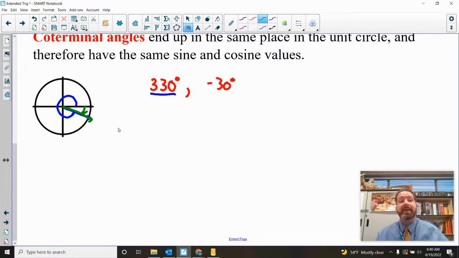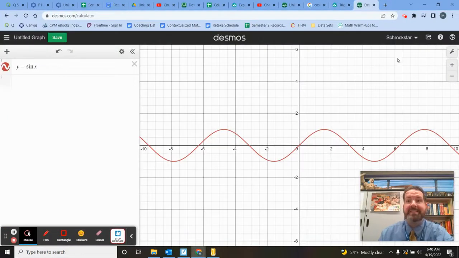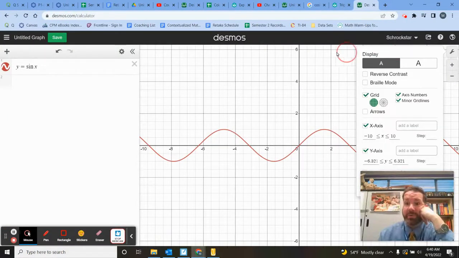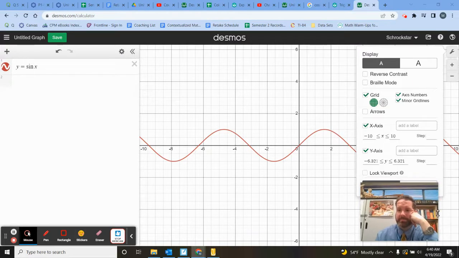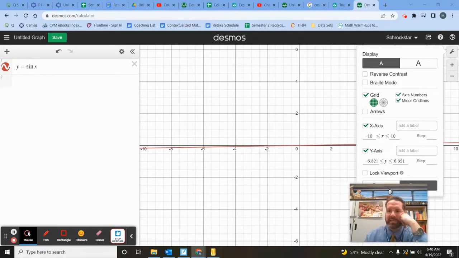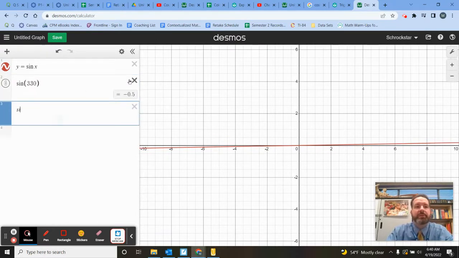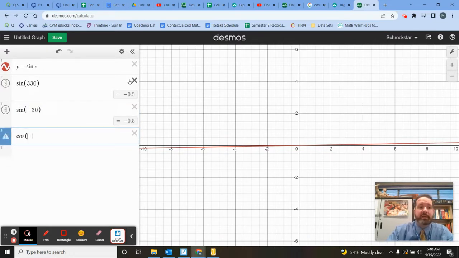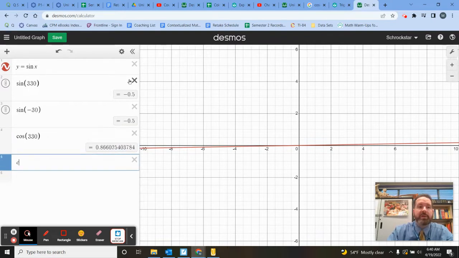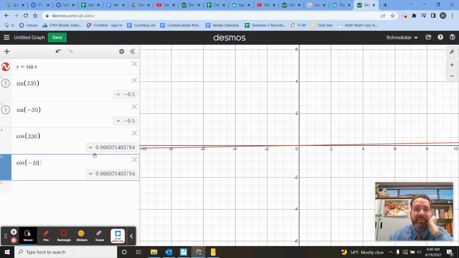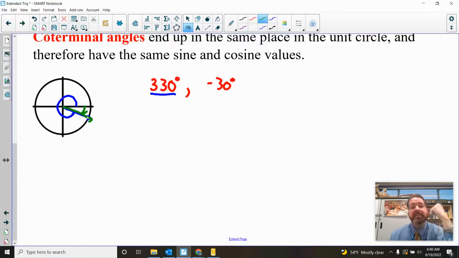It is for that reason, because these angles are coterminal, because these angles end up in the exact same spot, that if you now check your sines and cosines, I'm going to switch my Desmos over to degrees. If you do the sine of 330 degrees, and if you do the sine of negative 30 degrees, you get the same number. If you do the cosine of 330, and if you do the cosine of negative 30, you're going to get the exact same number. So negative a half, 0.866, 0.866. It's for this reason, because those angles end up in the same spot.